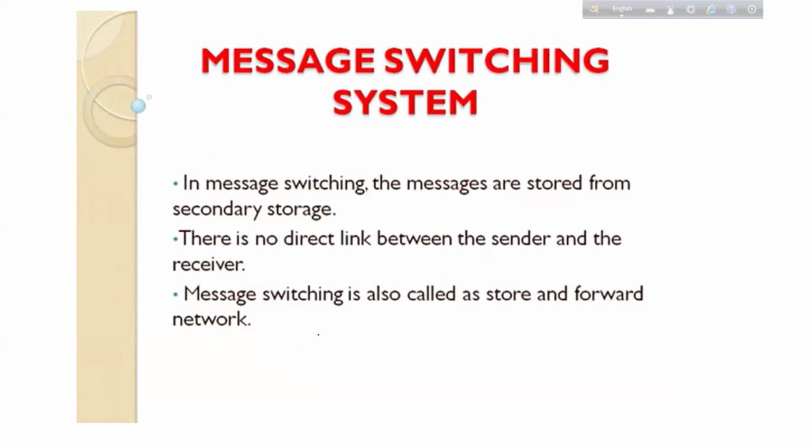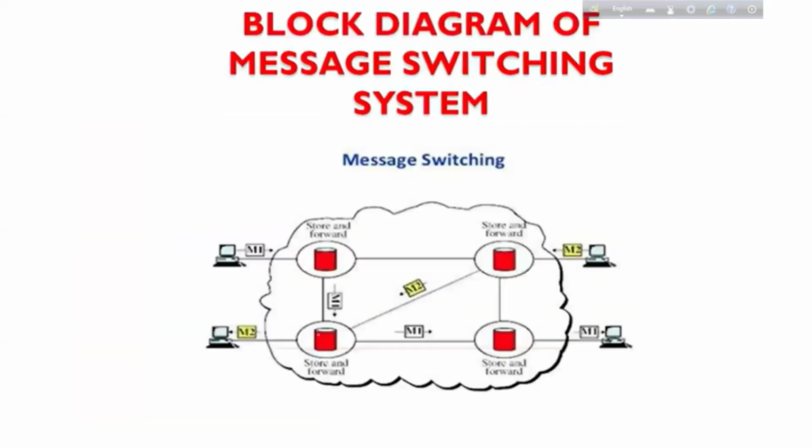Now the last, message switching system. In a message switching system, the messages are stored from the secondary storage. There is no direct link between the sender and the receiver. Message switching is also called a store and forward network. Let's observe the block diagram of a message switching system.